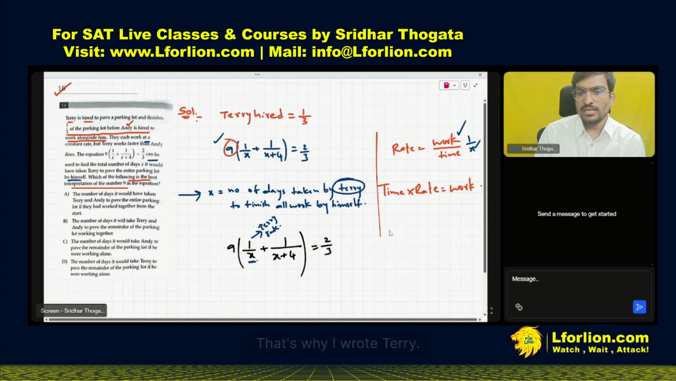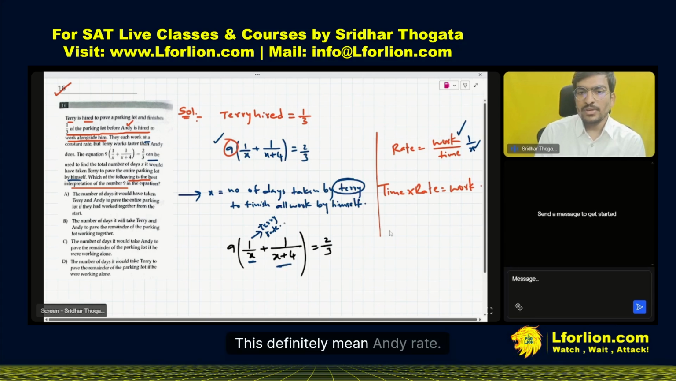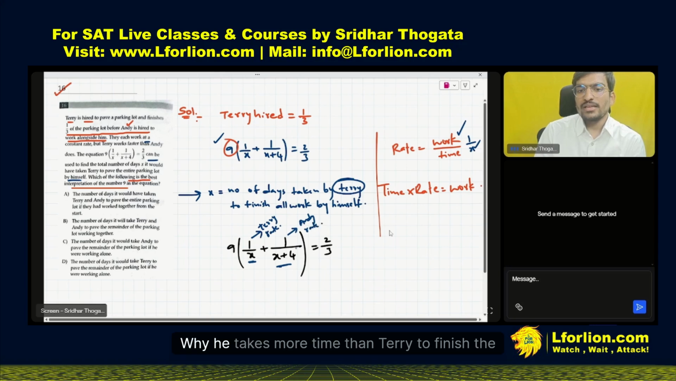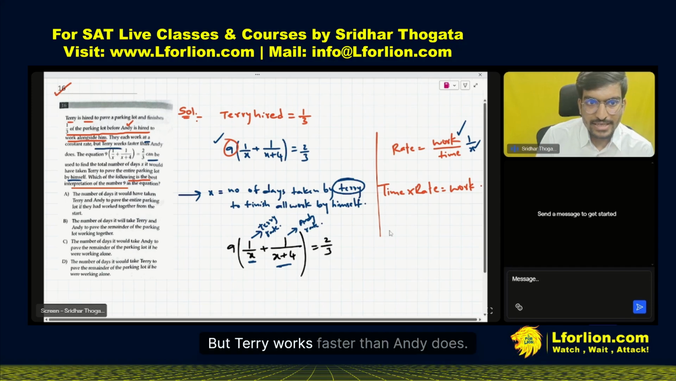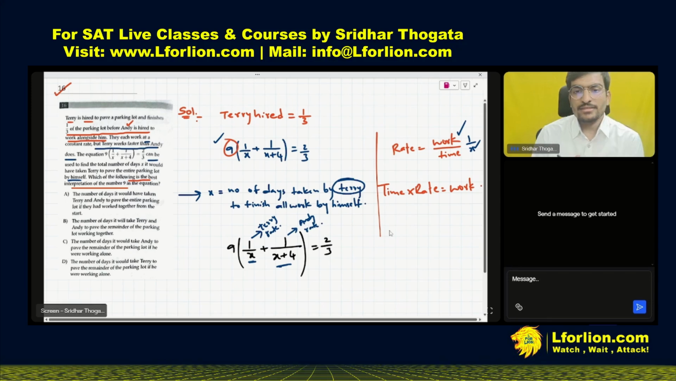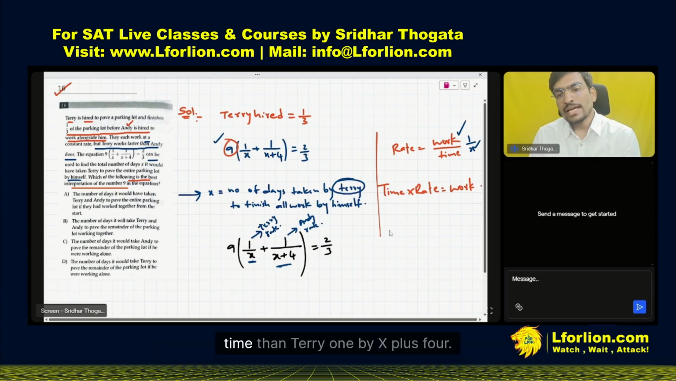That's why I wrote Terry. They did not mention clearly about the other one. This definitely means Andy's rate. Why? He takes more time than Terry to finish the same amount of work, you can see here. But Terry works faster than Andy does. That's why Terry is 1 by X, and Andy will take more time than Terry, 1 by X plus 4.